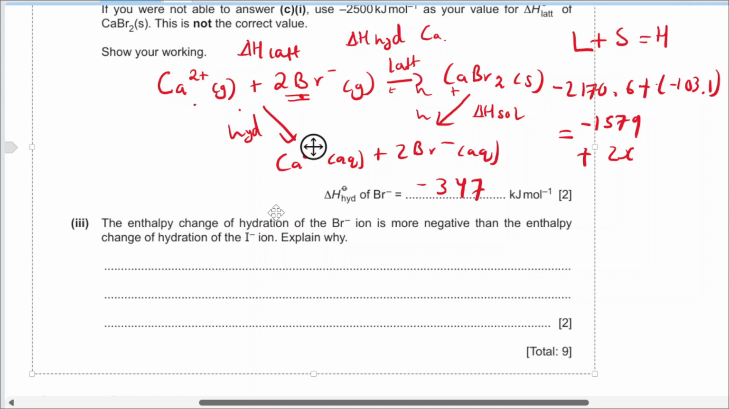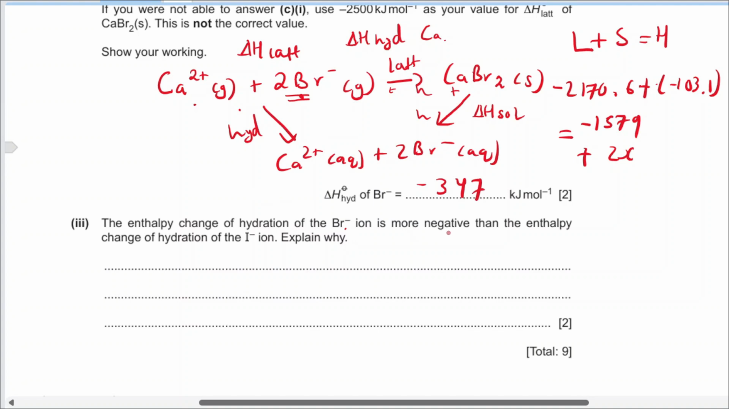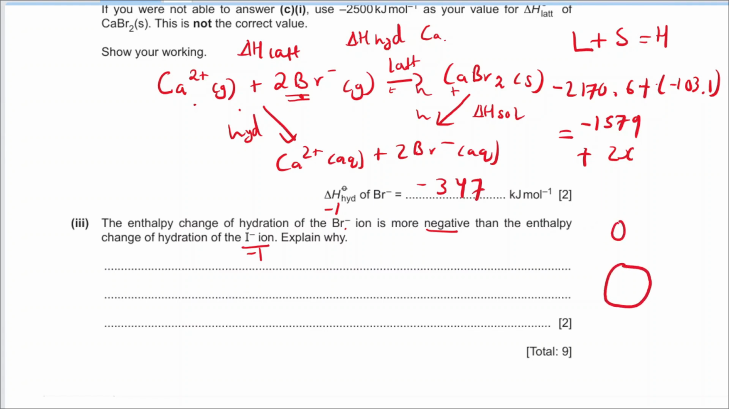Okay, the last part of this question says that the enthalpy change of hydration of Br minus is more negative than the enthalpy change of hydration of the I minus ion. Now explain why. First, hydration is essentially the attraction between the ions and the water molecules. Between bromine and iodine, both are in group 7, so they have the same charge. This is negative 1 and this is negative 1 as well. But what's the difference between these two? I minus is larger than bromide.